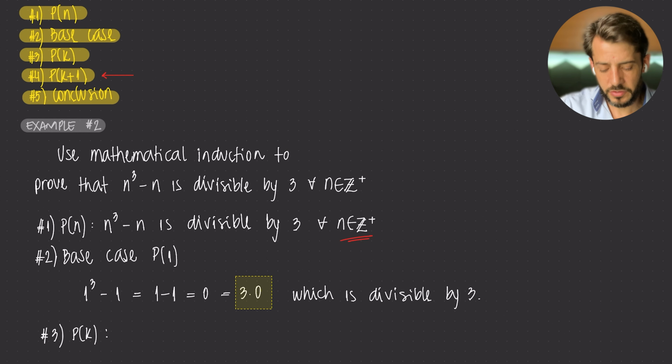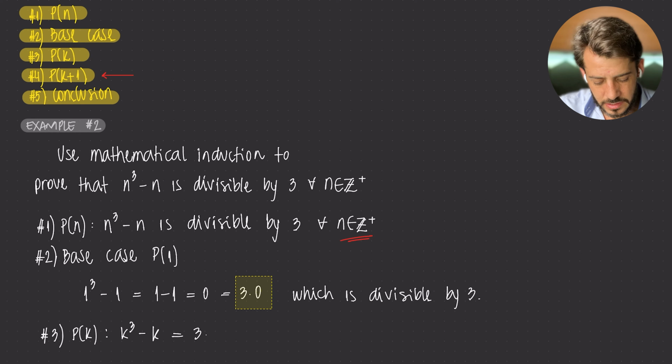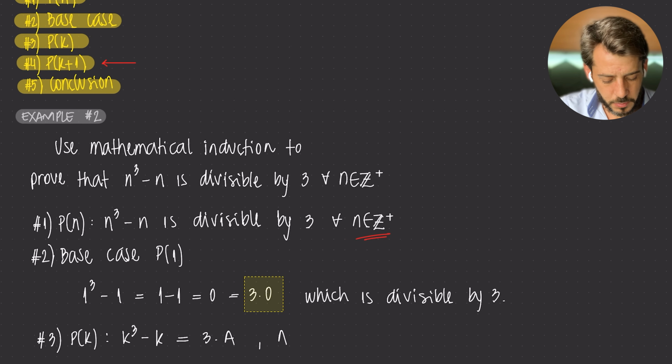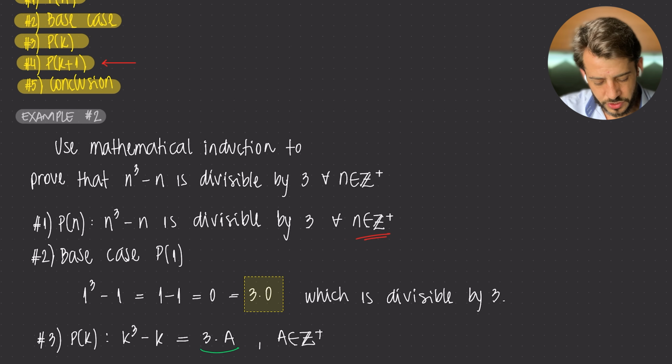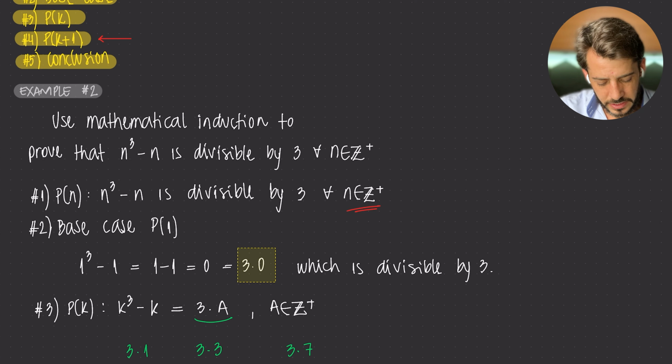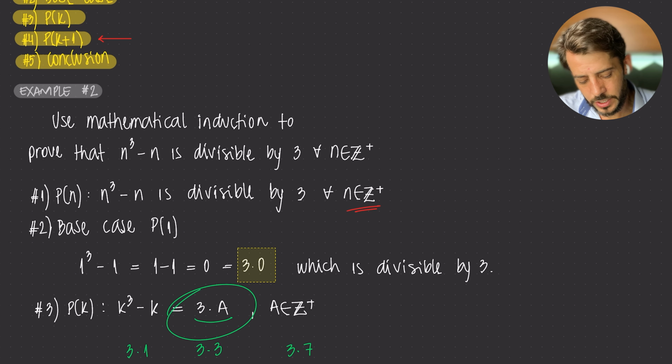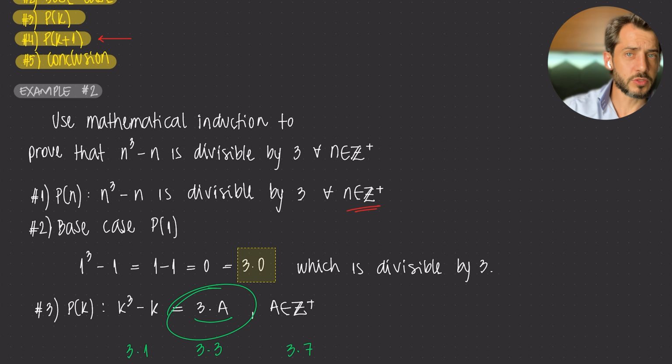So moving on to P of k, we're going to rewrite n cubed minus n as k cubed minus k, and we're going to say that this is equal to 3 times a. Now, what does that mean? A being a positive integer, which can take the place of 1, for example, or 3, or even 7, when multiplied by 3, gives us all these multiples of 3, which means that all of these numbers are divisible by 3. So this is a way to represent a number which is a multiple of 3, or which is divisible by 3, which is the same thing.